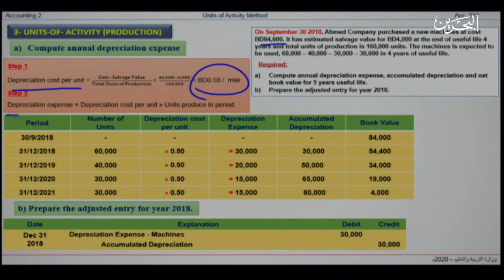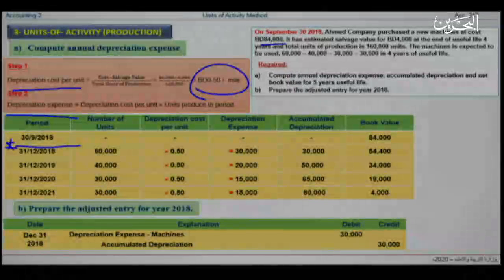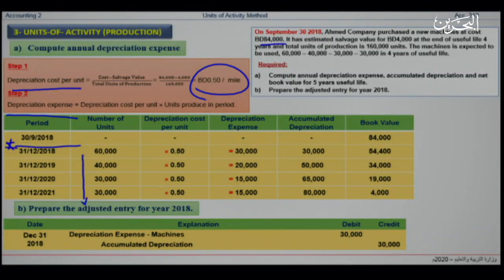Then I should find the depreciation expense by using this formula: the depreciation cost per unit multiplied by the units in each period. We will apply it by our schedule. For the first, I can skip the period because they mention 30 of September 2019. The period is not important for me. The important thing is the units of production that I have. So on the first units of production, the 60,000, I will multiply it by the depreciation cost per unit. I will get the depreciation expense of 30,000.